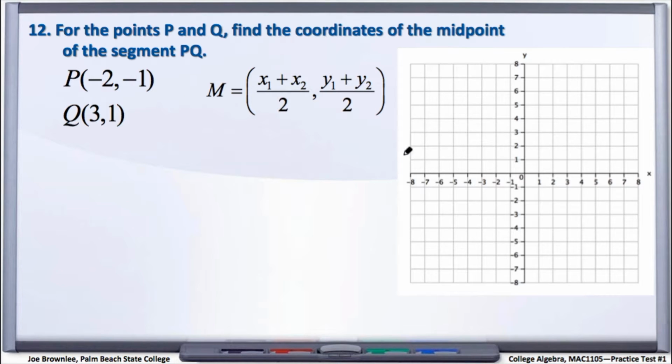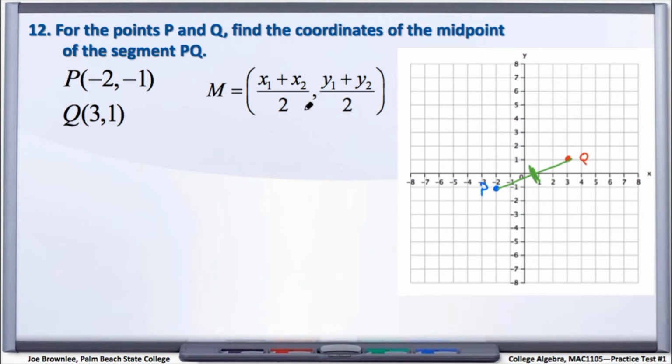So point P is -2, -1. So right about there is P. Let's plot Q. So 3, 1, right about there. And now we are going to find the midpoint. So I don't know, we would expect somewhere around here. Let's see what ends up happening.